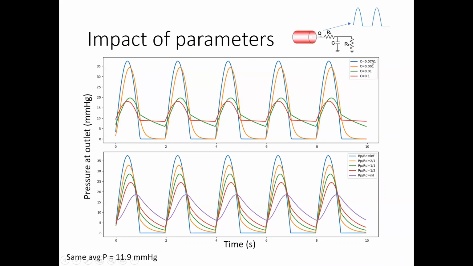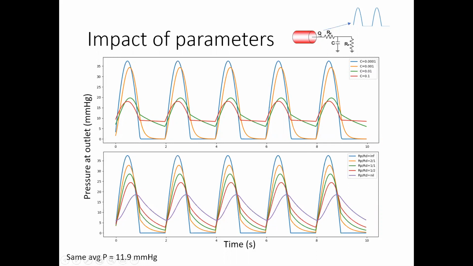When we increase capacitance going one order of magnitude at a time, we can see the overall pressure pulse decrease, while for all of these curves, the average pressure remains the same. So it's an average pressure of about 12 millimeters mercury, while all of our pressure pulses start to decrease in magnitude. The difference between the max and the min pressure decreases.